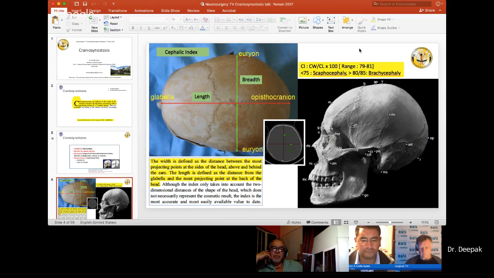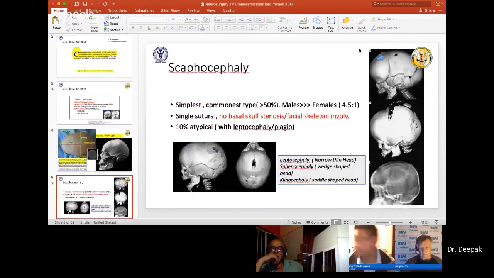Now, scaphocephaly, or the sagittal suture fusion, is the simplest and the commonest type. It is seen in more than 50% of the cases, I would say. Males have a very high preponderance, almost 5 times the incidence as compared to females. The classical scaphocephaly is fusion of one suture, that is the sagittal suture, which is a midline suture. Almost 10% of these cases are atypical, wherein you have fusion of not only the sagittal suture, but also the coronal or the metopic sutures as an associated feature.